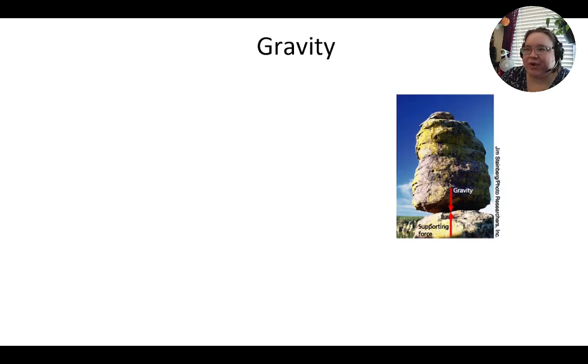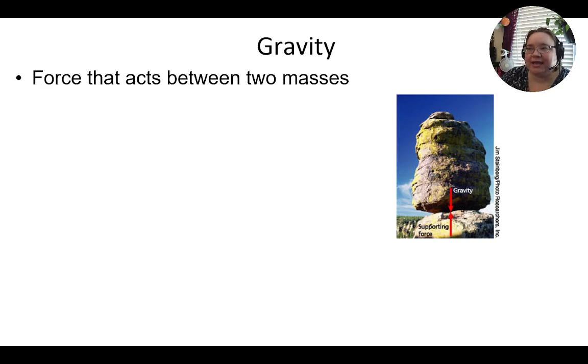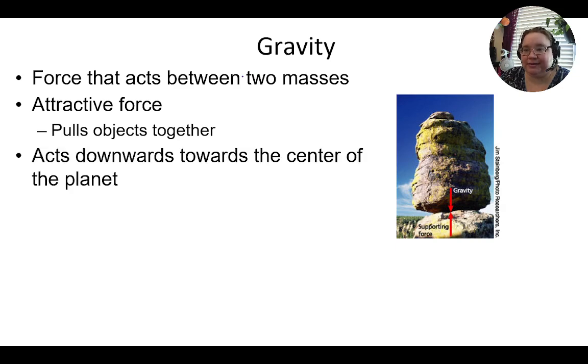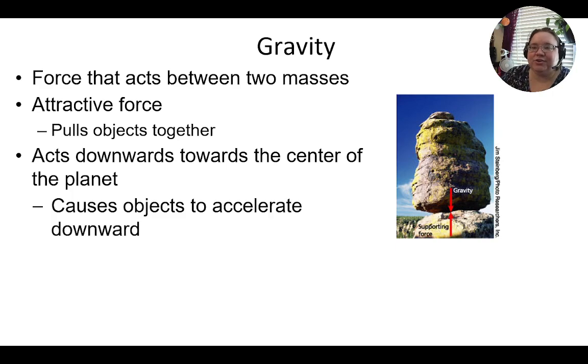So, what is gravity? Well, gravity is a force that acts between two masses. It is an attractive force. Gravity will pull one object of lesser mass to the object with a greater mass. Now, typically, gravity acts downwards toward the center of the planet. So, yes, technically, you have gravity on other objects near you, but we don't notice any pull towards us because the Earth's gravity overrides anything else. But everything has gravity.